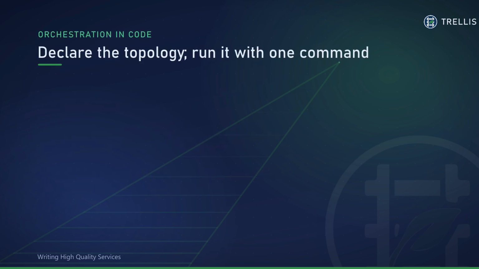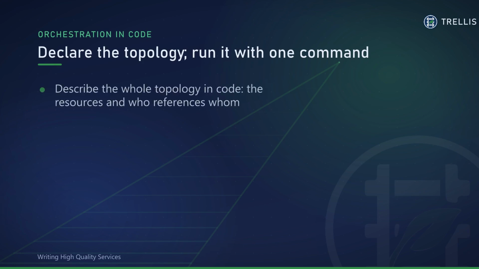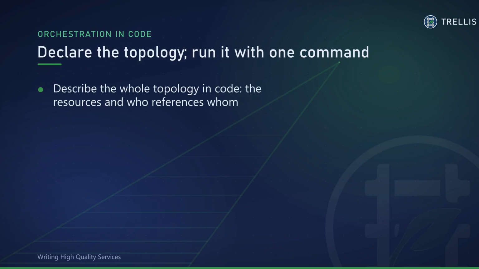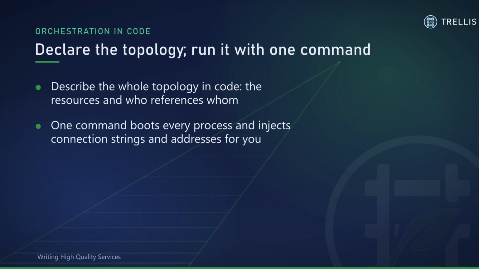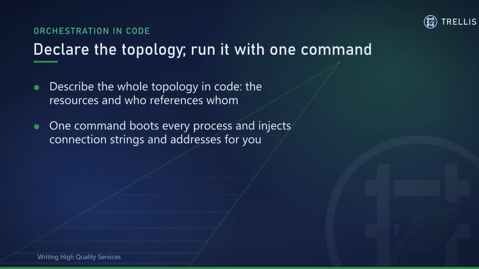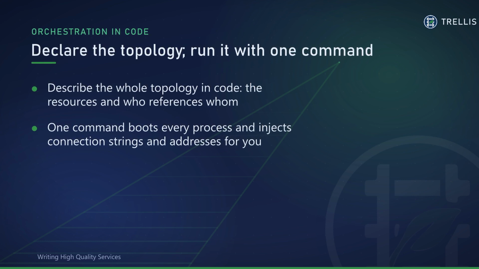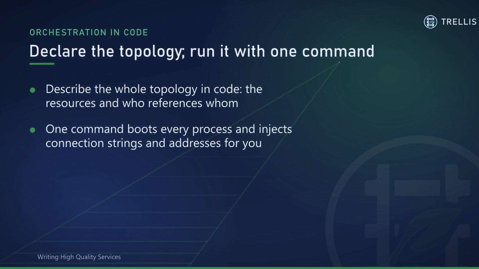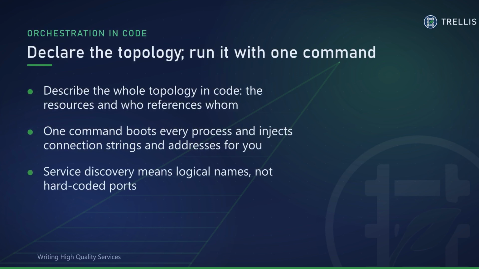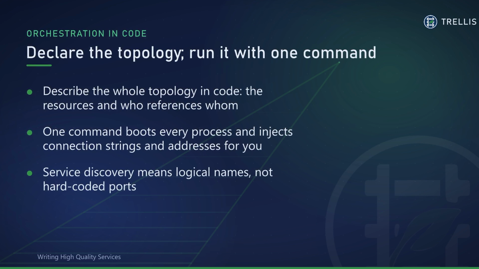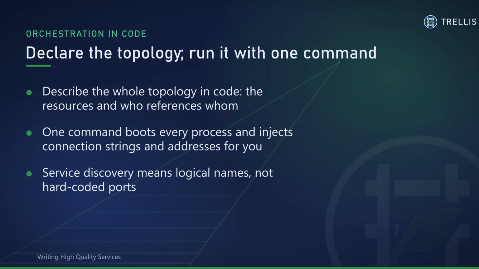Orchestration flips that around. Instead of wiring things by hand, you describe the whole topology in code. Here are my databases, here's my broker, here are my services, and here's who references whom. Then one command boots every process at once and does all the wiring for you. It provisions the databases and the broker and injects the right connection strings and addresses into each service automatically. And it uses service discovery, so your gateway refers to the project service by a logical name, never a hard-coded port that changes every run. You declare the shape, the tool handles the plumbing.